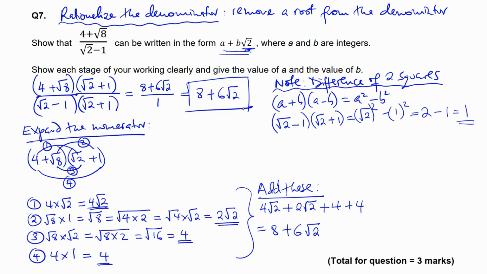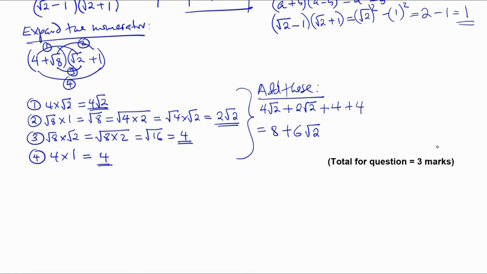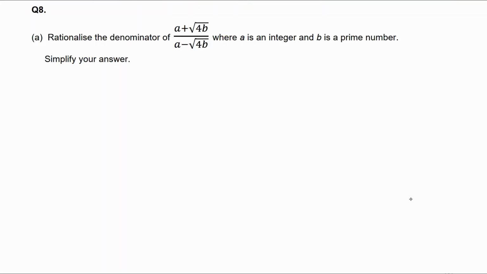Okay, let's move to number 8. For number 8, we are required to rationalize the denominator of this, where A is an integer and B is a prime number, and then you simplify your answer.